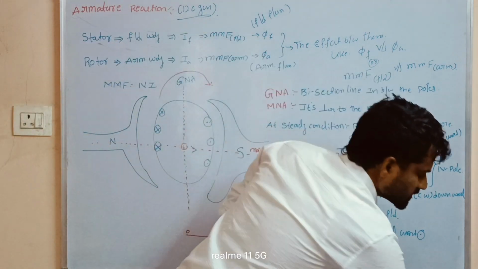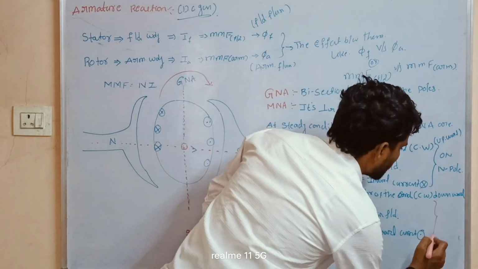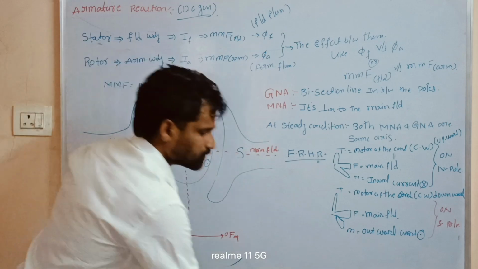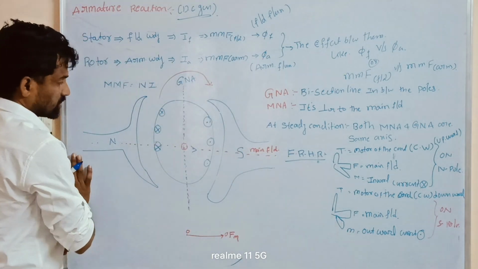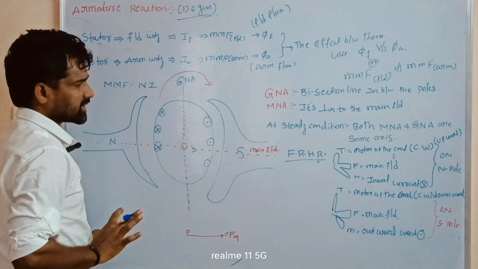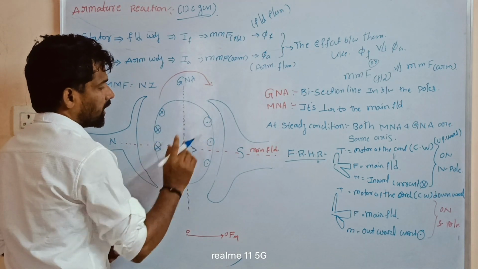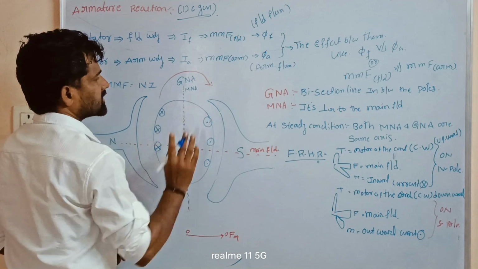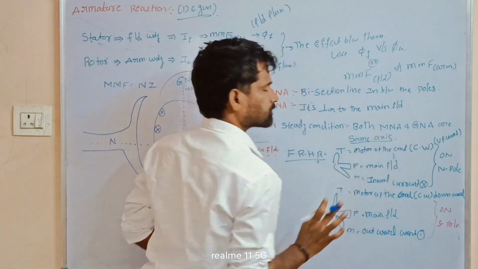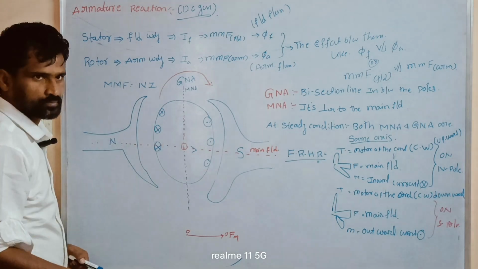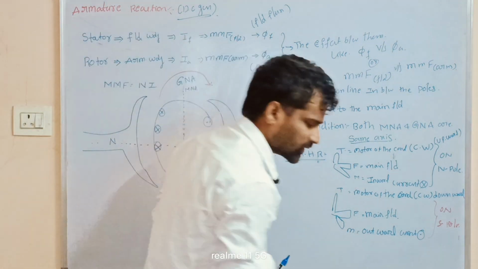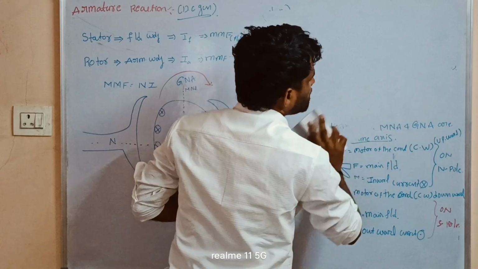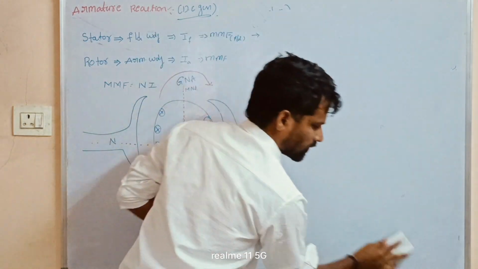This phenomenon occurs on the south pole. So the magnetic field goes from north pole to south pole, with some cross and dot marks on the armature conductors. We discussed the GNA and MNA also. At steady state condition, both are on the same axis. Now let us start with the rotation. When it starts with the rotation, what happened?